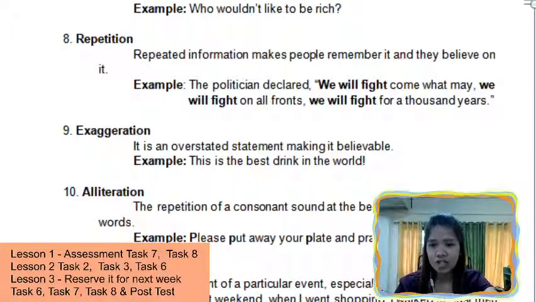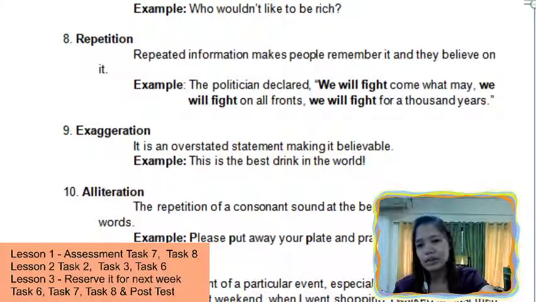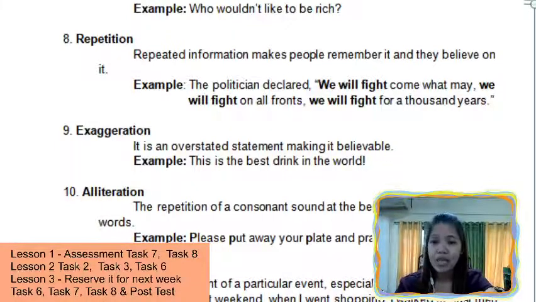Number 9, exaggeration. Dito itihilig yung exaggeration. It's an overstated statement, making it believable. Like, if you want to let them believe that the Royal is the best drink in the world, then you would say, this is the best drink in the world. That's exaggeration because it's actually one of the 3 drinks that you have actually tasted since birth. So, paano masasabi that it is the best drink in the world, right?